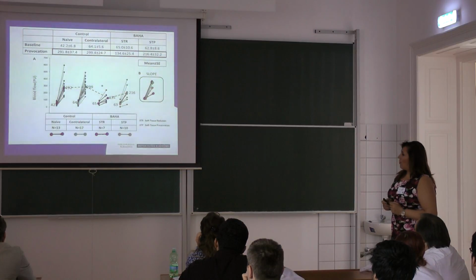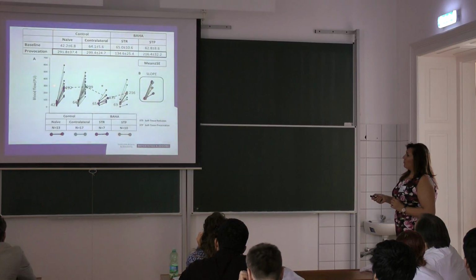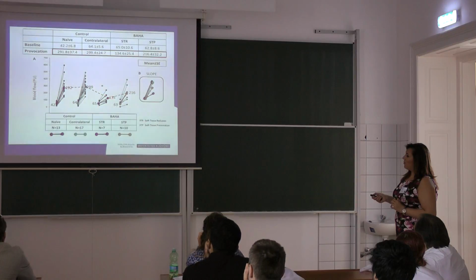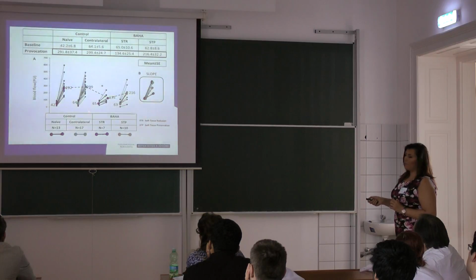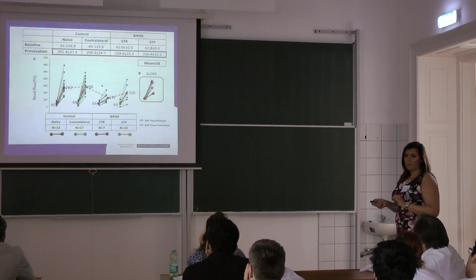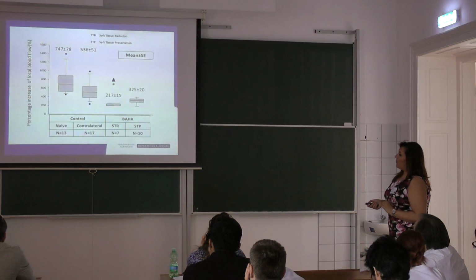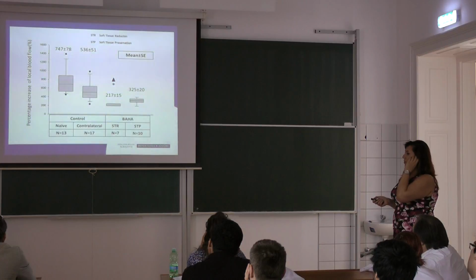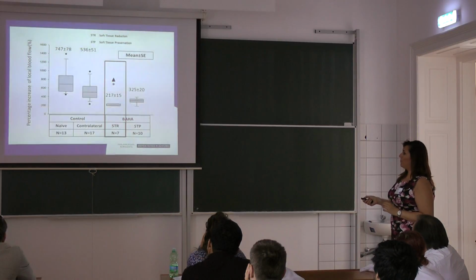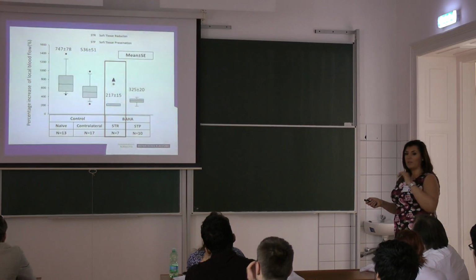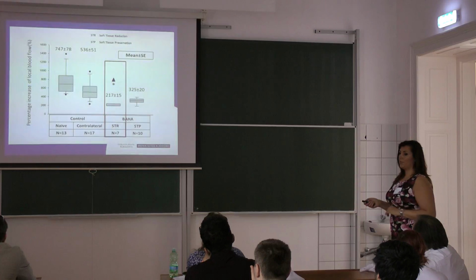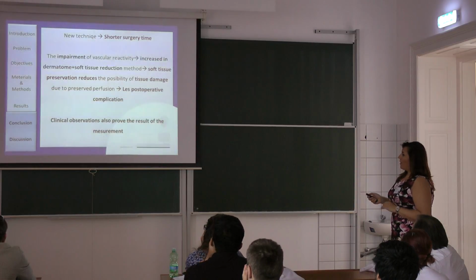But if we go to the details and check the hyperemic response, you can see that in patients who underwent soft tissue reduction, the peak flow is significantly lower. So that's why you should always use some reactivity test. If you compare the percentage increase of local blood flow, the result is the same. In the patients who underwent soft tissue reduction, the percentage flow increase is significantly lower compared to the other groups.